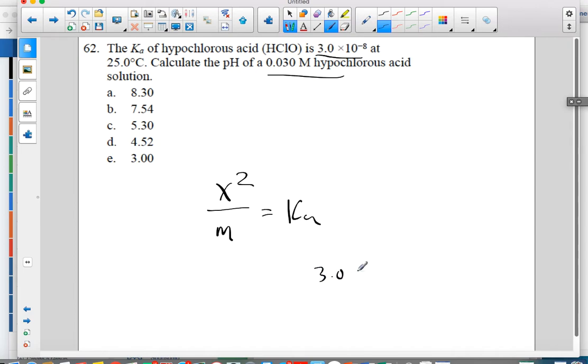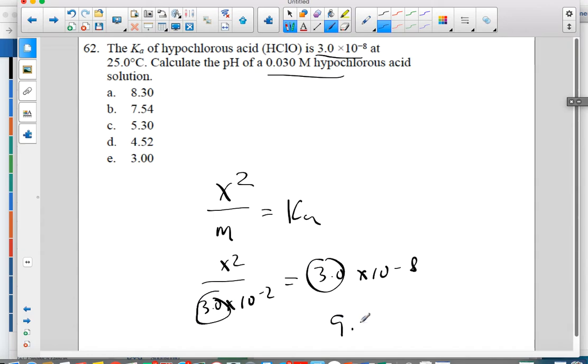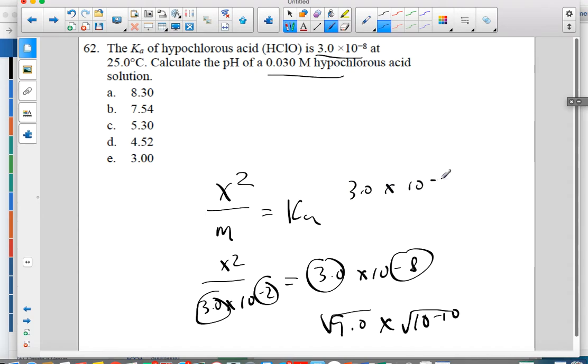My Ka is 3.0 times 10 to the negative 8 equals x squared over 3.0 times 10 to the negative 2nd. So watch, I'm going to multiply these numbers. I'm going to get 9, and then negative 2 plus a negative 8 is ultimately 10 to the negative 10th. So when I take the square root of it, I'm going to get 3 times 10 to the negative 5th.